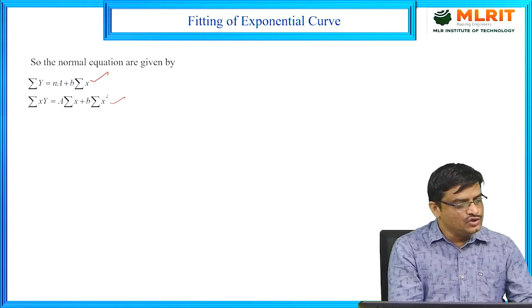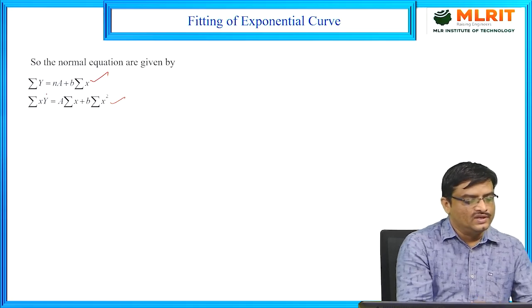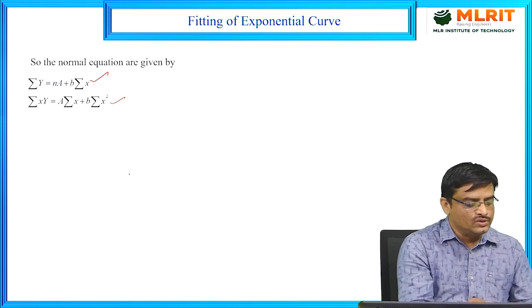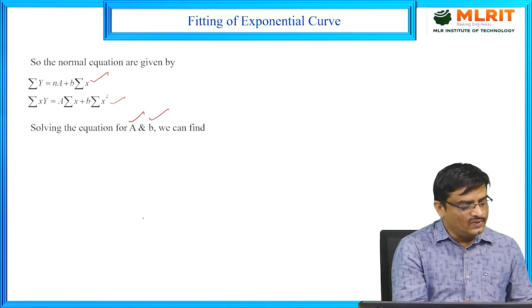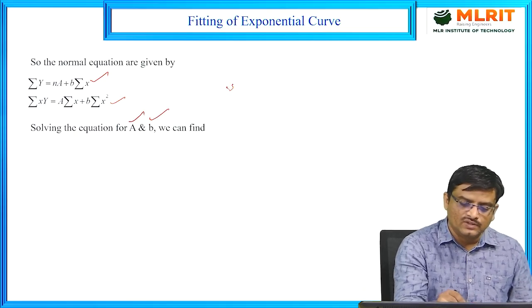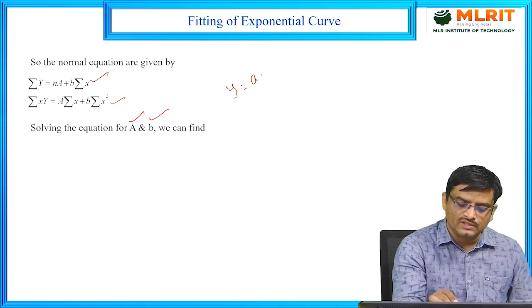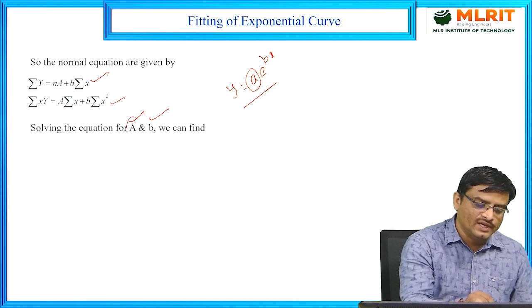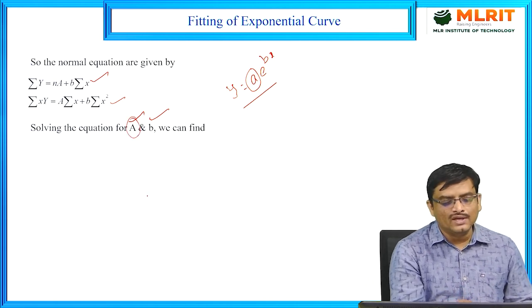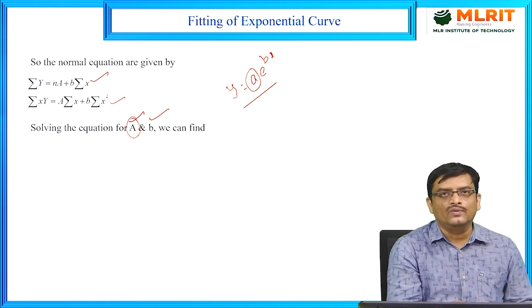So now, as usual, you solve these two equations, and you will get the capital A value and small b value here. But in our exponential curve, y is equal to a into e power bx, we are having small a. After solving these equations, you will get capital A here. We don't want that capital A, we want the small a value here.